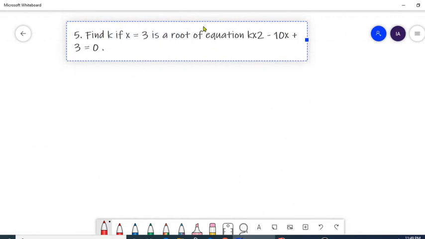So here we have a question. This is question number 5. Find k if x equals 3 is a root. It is clearly mentioned that x equals 3 is the root of the given equation.